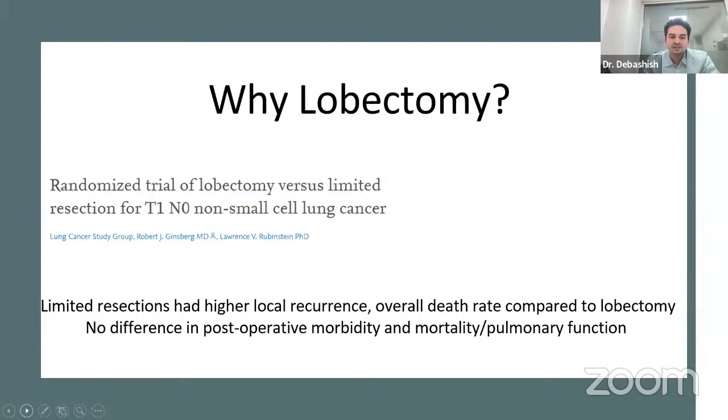It is just to highlight the same thing which I reiterated in the previous slide, that lobectomy has better disease control and a lesser chance of recurrence.